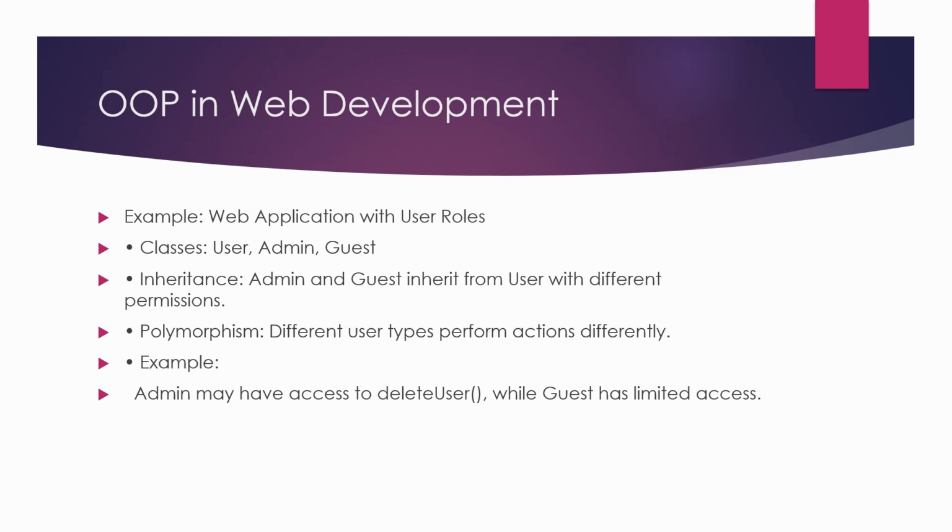Object-oriented programming is also heavily utilized in web development. For example, in an online shopping system, we might have classes for user, admin, and guest, each with different permissions. Inheritance allows for the creation of specialized user types, while polymorphism ensures that actions like login behave differently for each user role. OOP structures web applications in a modular and flexible way, ensuring scalability and ease of maintenance.